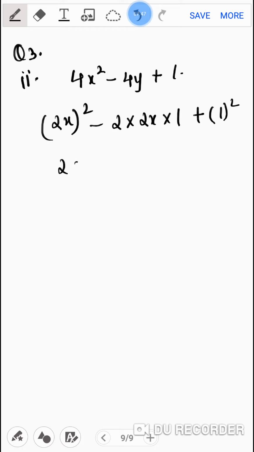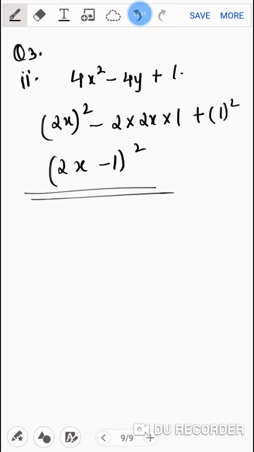That will be 2x minus 1 the whole square. Yes? And I'll jump on to problem number 3. That is x square minus y square upon 100.